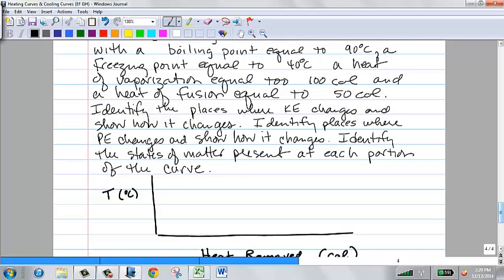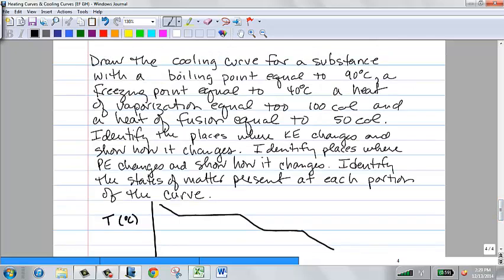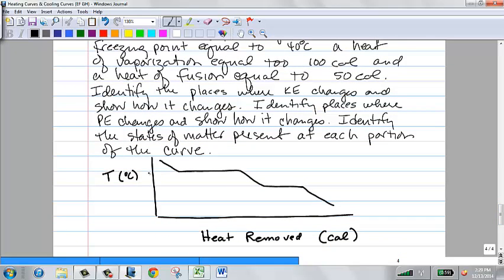The graph always has the same shape. This is a cooling curve, so it starts high and ends low, slants downward, then plateaus, slants downward, then plateaus, and slants downward. They want me to draw a cooling curve for a substance with a boiling point equal to 90. I don't really need to make a scale. I just need to label that point 90. And freezing point equal to 40. So that second plateau happens at 40. Again, I don't need to make a scale. I just need to label what that y value is.